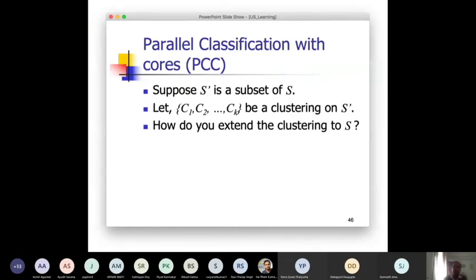So that is what we call its extension, and this is what we have mentioned here. Suppose S prime is a subset of S, and you have performed a K clustering on S prime. It could be K-means clustering also, that's not an issue. Any clustering you can do. And then how do you extend the clustering to S? It is quite simple. If I consider K-means clustering, you have all the centroids, and you can simply find the closest one and extend it, right?